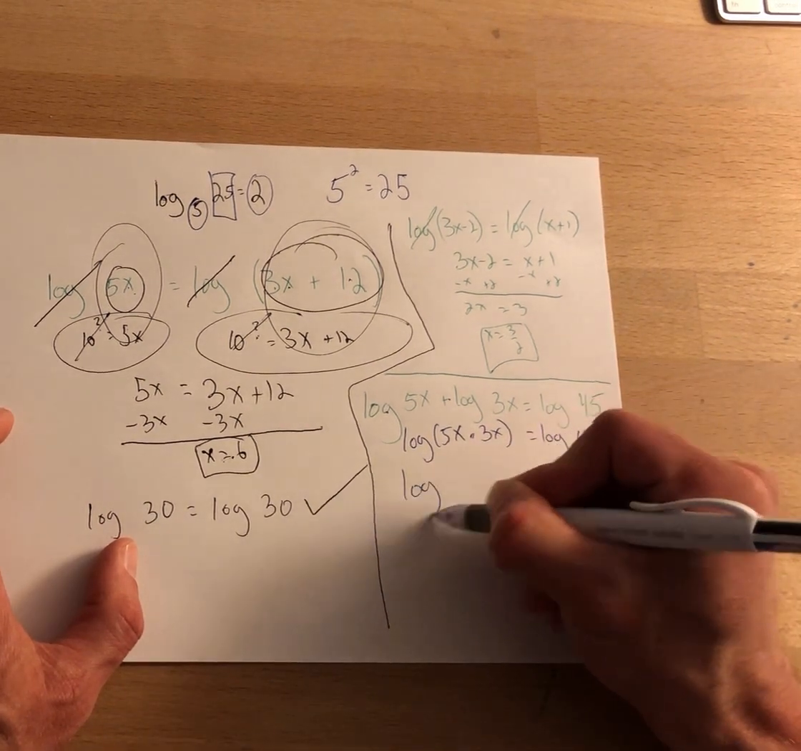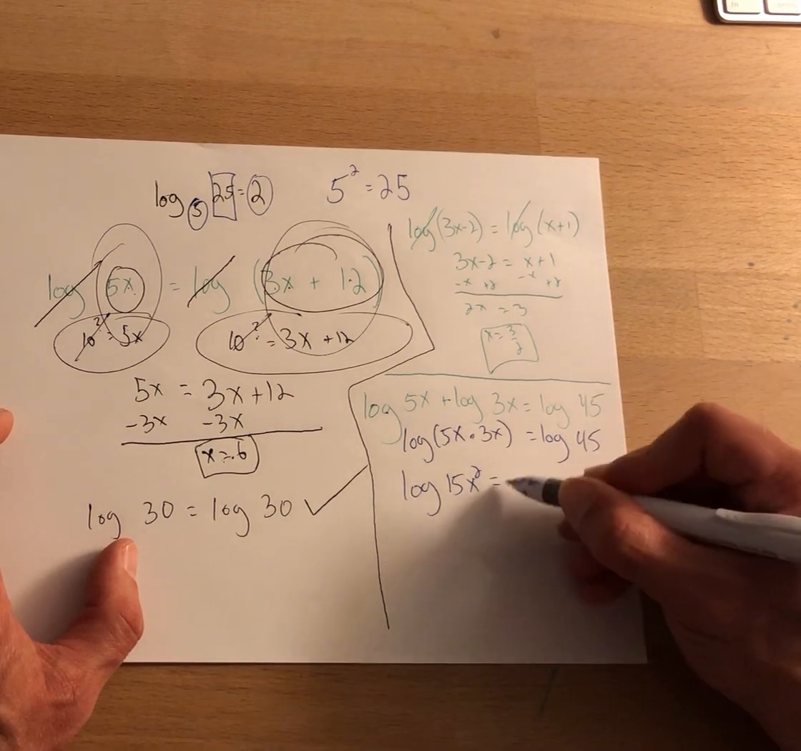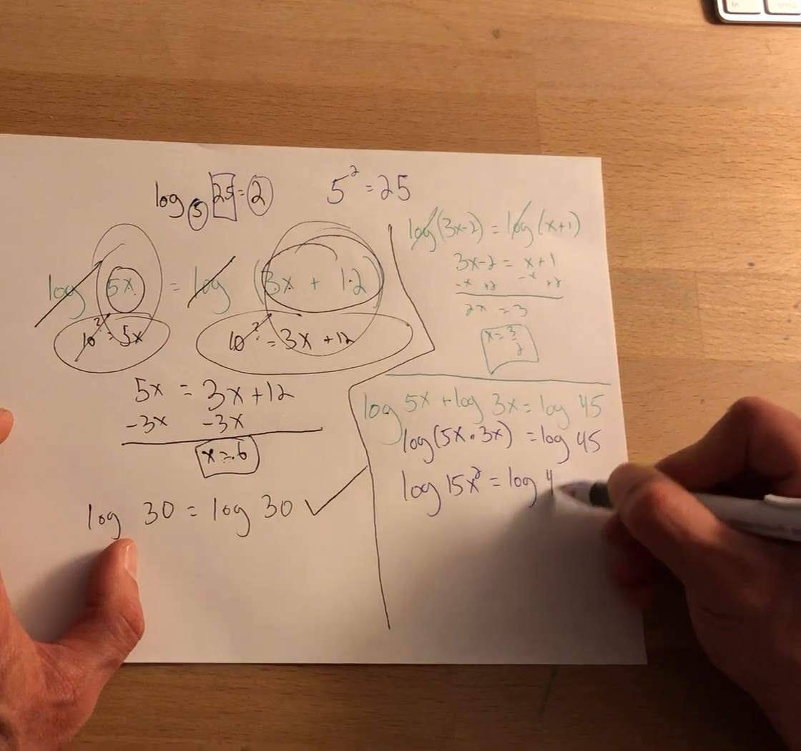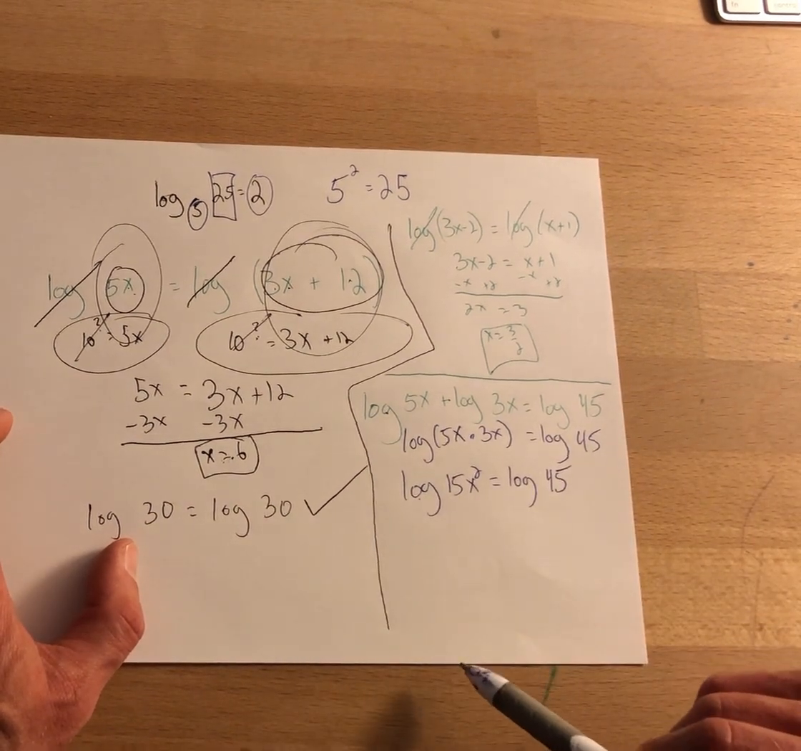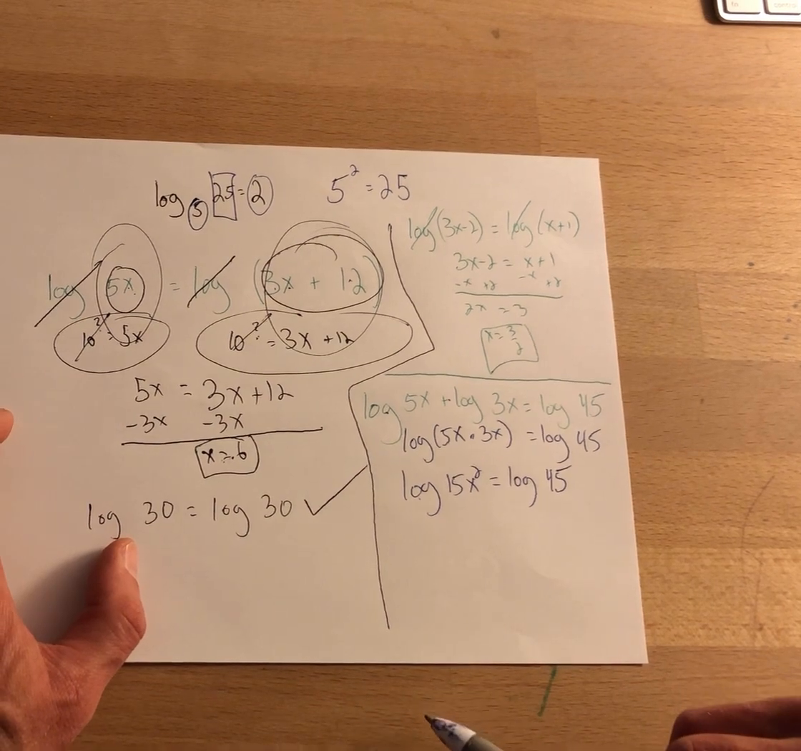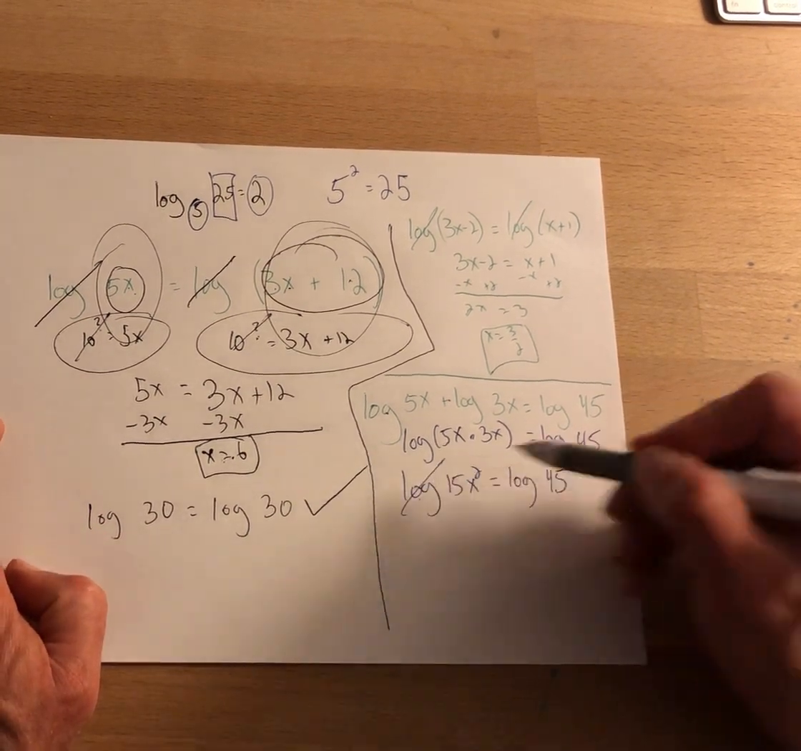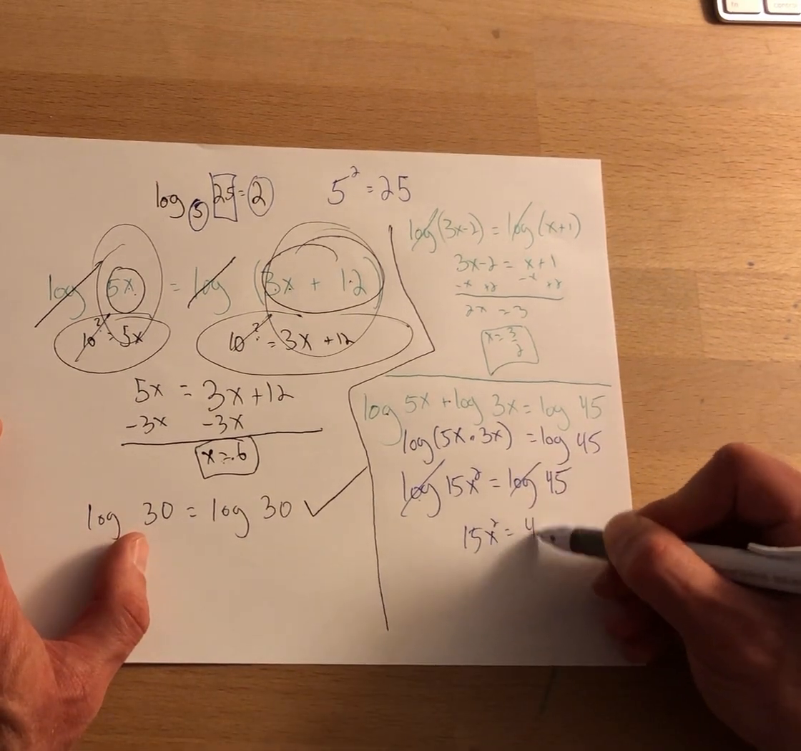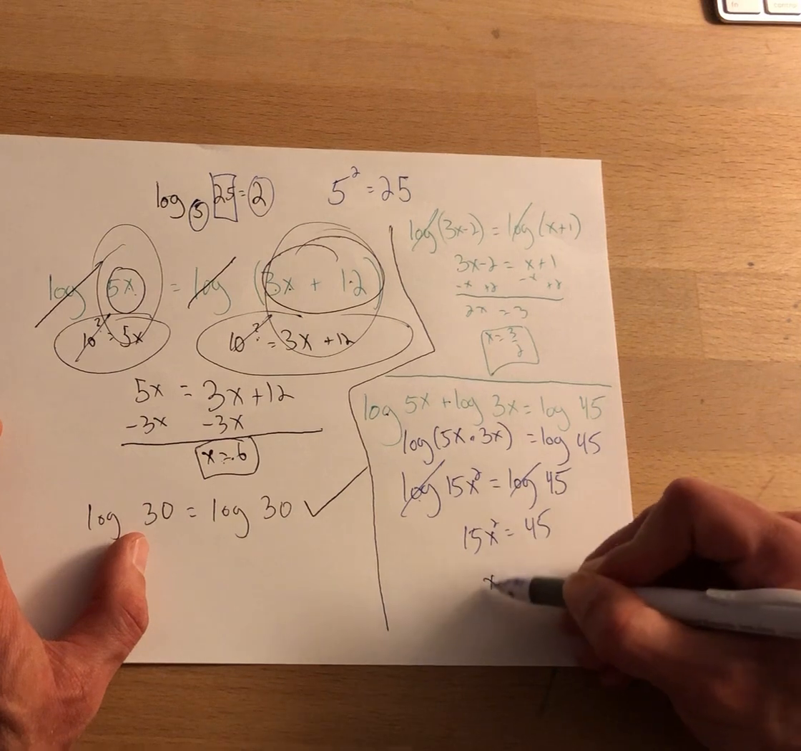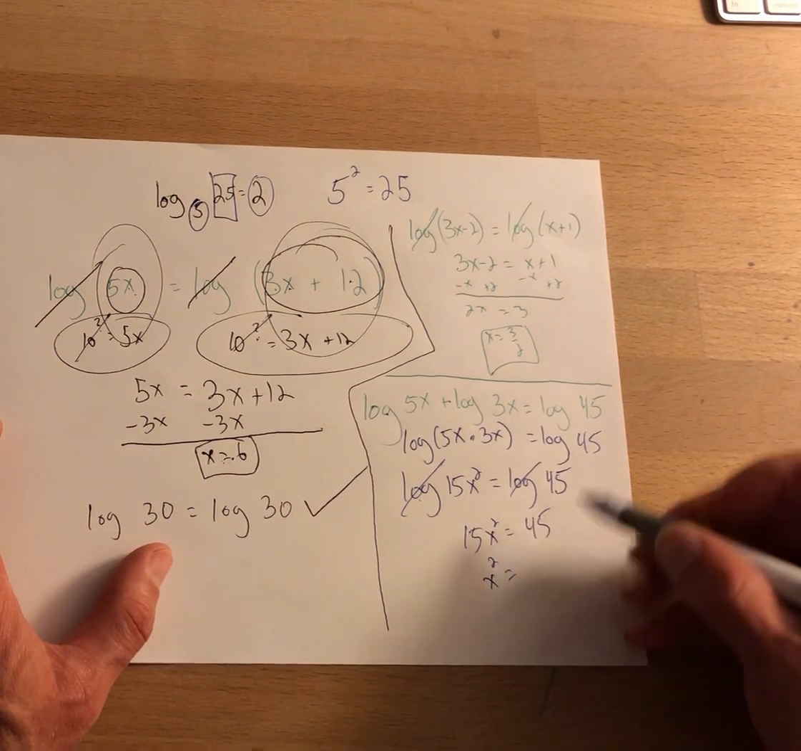giving you log of 15x squared equals log of 45. Now that you have a log on both sides, and it says on the notes, if you have the log on both sides, you can technically just cancel this out and say 15x squared equals 45. Divide both by 15 to get x squared equals 3.